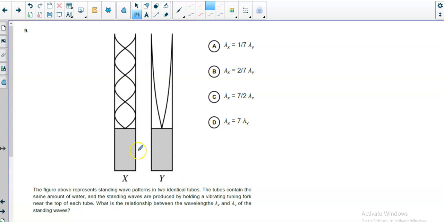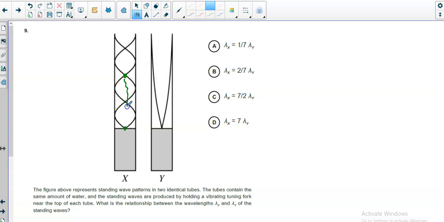All right. So the wavelengths. They have two identical situations. The size of the pipes are the same. The depth of the water is the same. But using two different tuning forks, they produce two different waves. They want us to compare the size of the wavelength. So keep in mind that this one's wavelength would go from here to here and would definitely be smaller. X has a smaller wavelength.